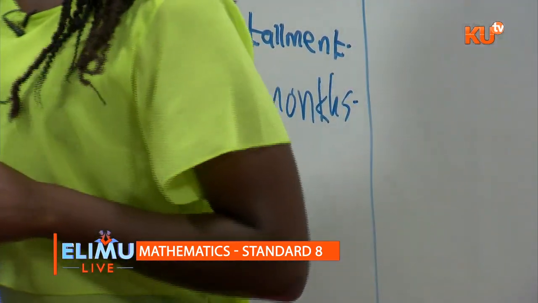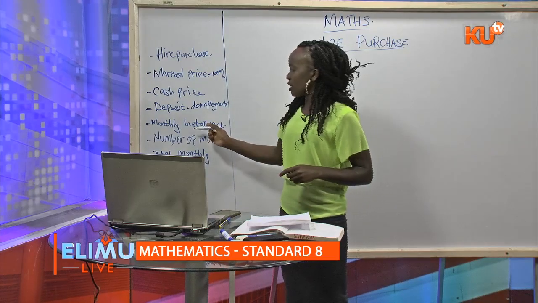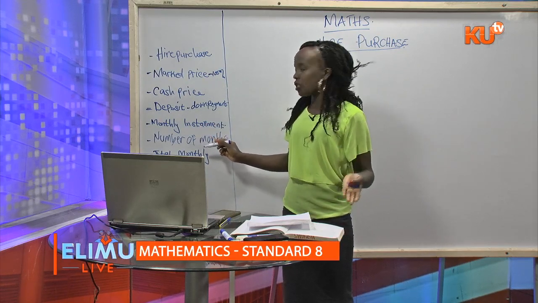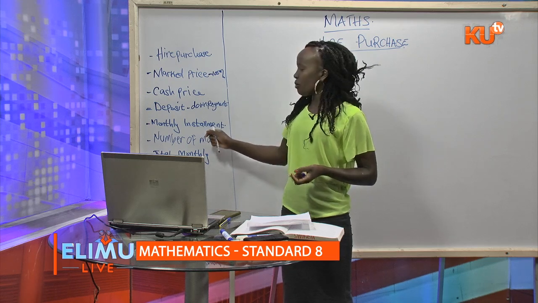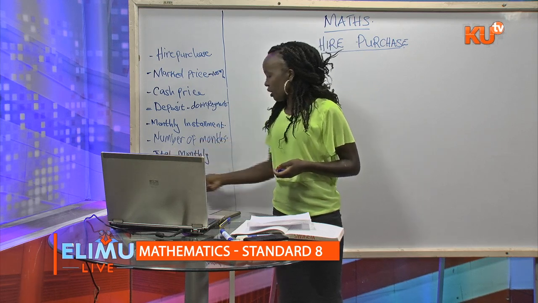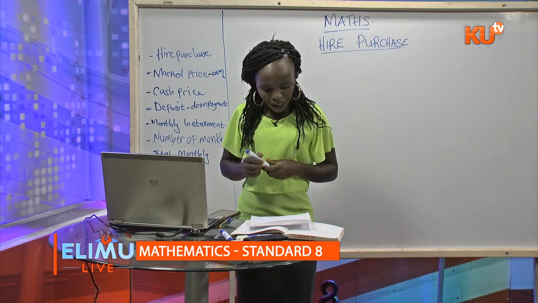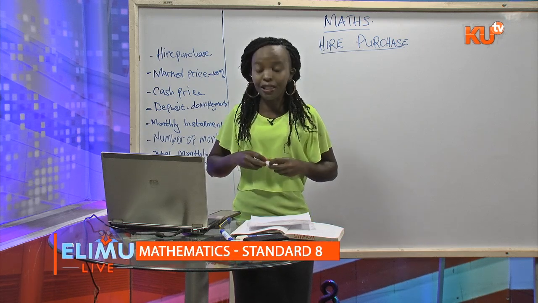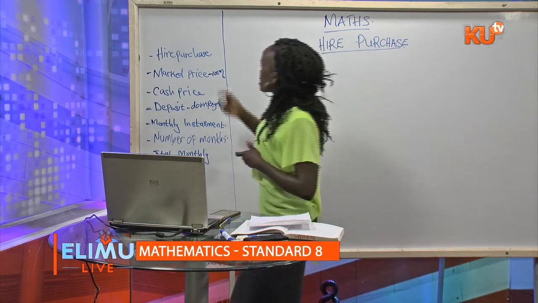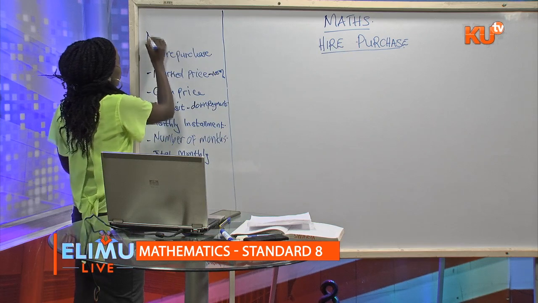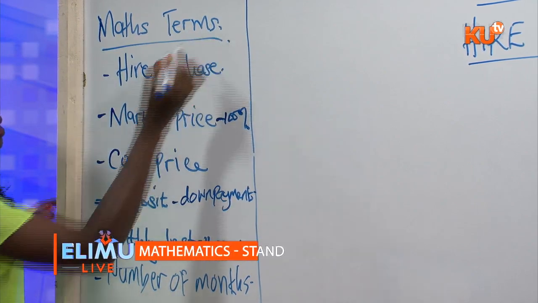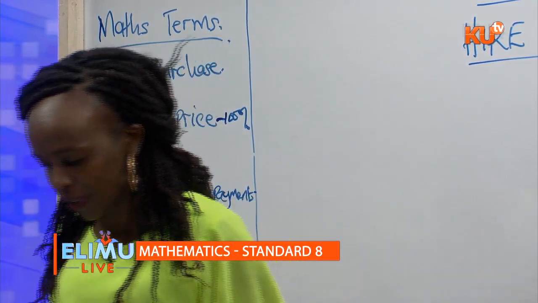When you come to the total monthly installment, every month there's a certain amount of money that you pay. And then you have the number of months. Let's say maybe from January to September. Those are 9 months. So the amount of money that you pay per month times the number of months gives the total monthly installment. The total monthly installment is the total amount paid by the end of the agreed number of months. These are some of the maths terms that we are going to come across when we are doing hire purchase.